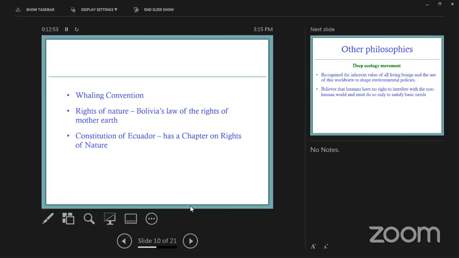There was a recent case in New Zealand which recognized that a river has certain rights, and a river also needs to be protected, not because of its usefulness to humans, but because it has this right in itself. So even laws and judgments are beginning to recognize the intrinsic value of the natural environment.